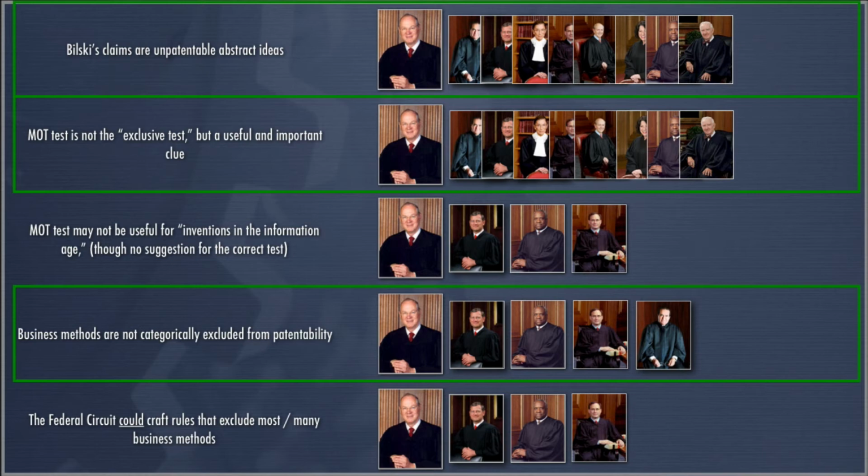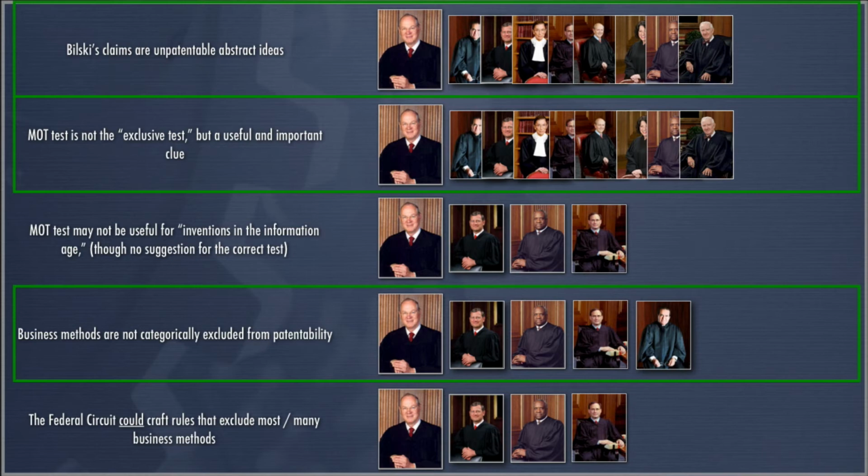However, the opinion that the Supreme Court issues says that's a useful and important clue, just like Diehr did, but it is not the sole test. 4 justices joined Justice Kennedy's argument that the machine or transformation test may not be useful for inventions in the information age, right? This was a passage in the opinion where he suggested that maybe that test doesn't work very well, which is almost certainly true, but he only got 4 votes for that.